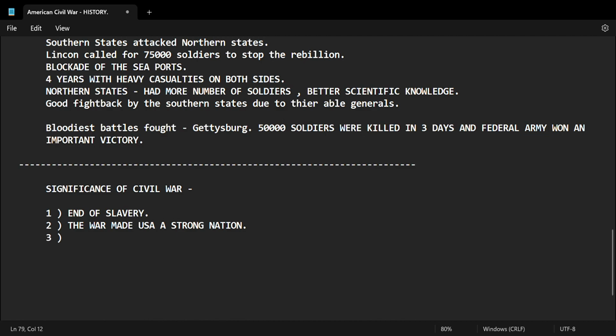Now, the third one is the economic spur. The war led to significant changes and enhanced the growth of large-scale manufacturing industries.